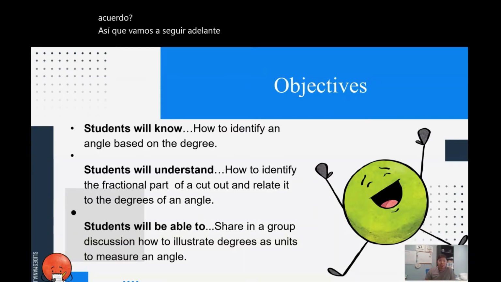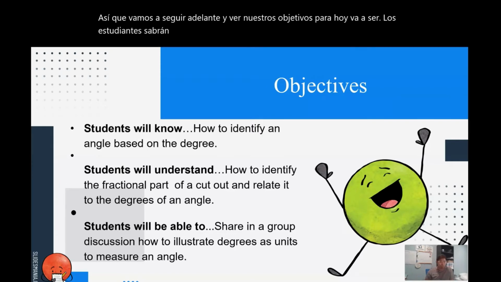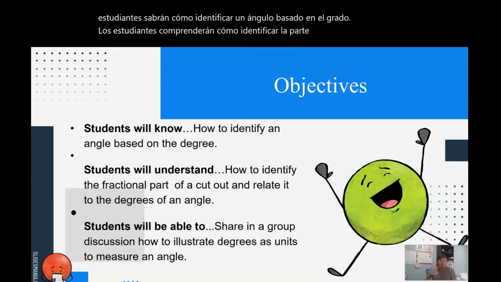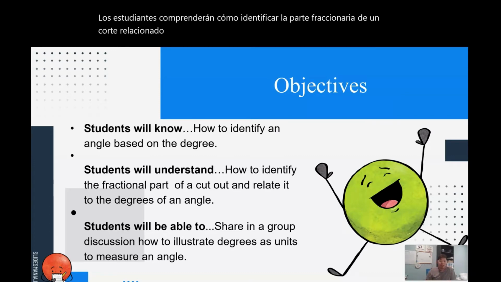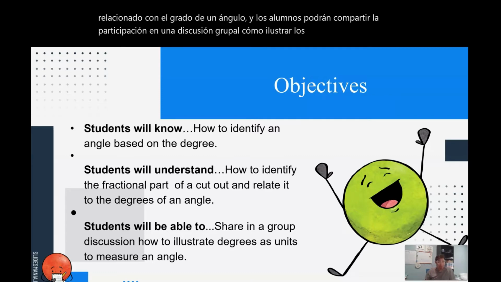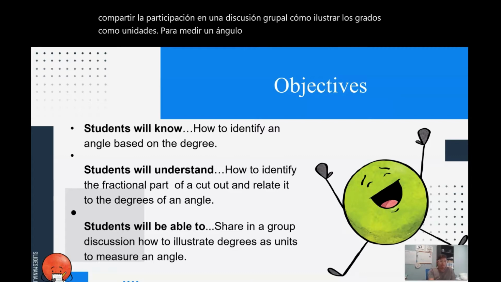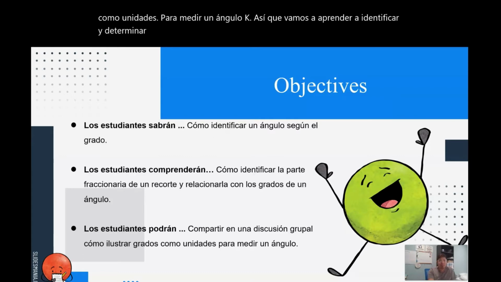Our objectives for today are: students will know how to identify an angle based on the degree. Students will understand how to identify the fractional part of a cutout and relate it to the degree of an angle. And students will be able to share in a group discussion how to illustrate degrees as units to measure an angle, okay? So we're going to be learning how to identify and determine the angle of the degree based on the cutout of a circle, okay? Here it is in Spanish, just in case you need it, okay?